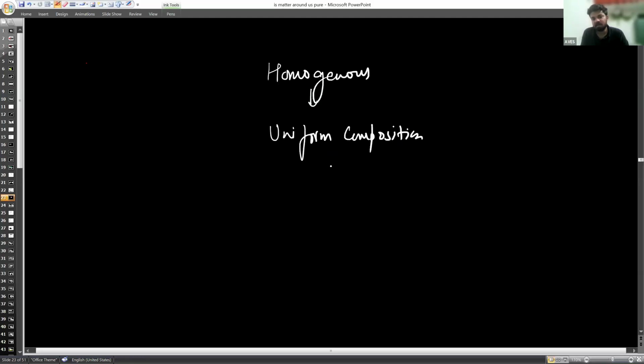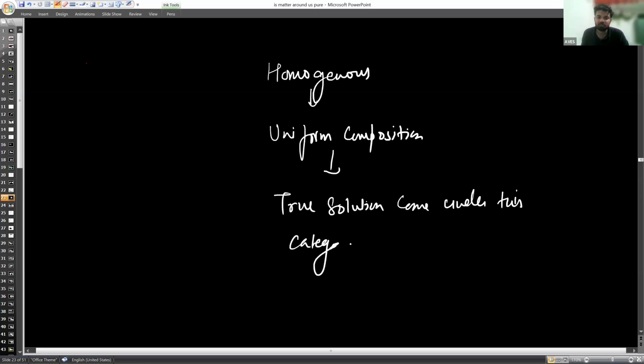What I'm going to explain today is the three homogeneous. We have discussed homogeneous mixtures. Homogeneous mixtures are the mixtures that have uniform composition, and true solution comes under this category.